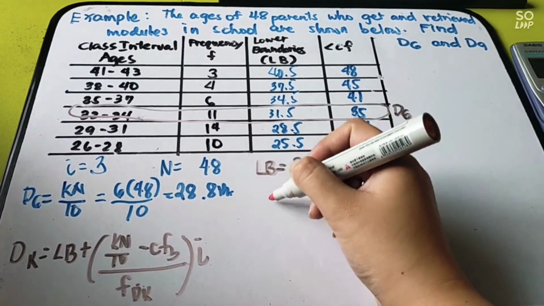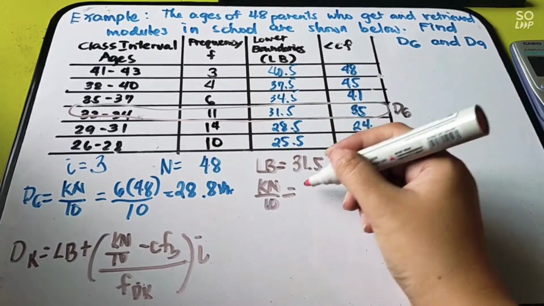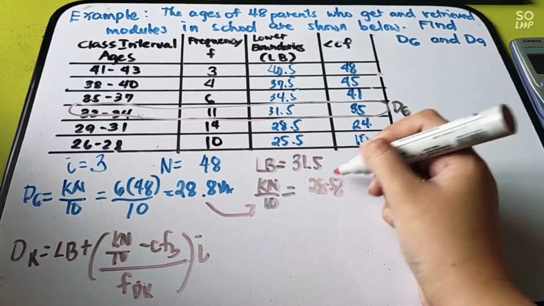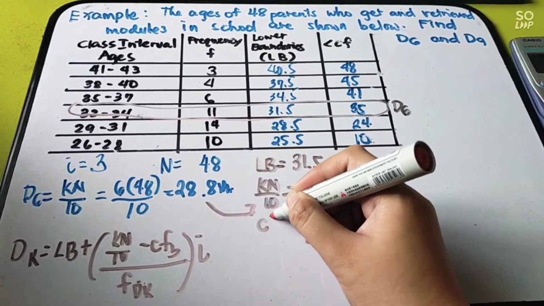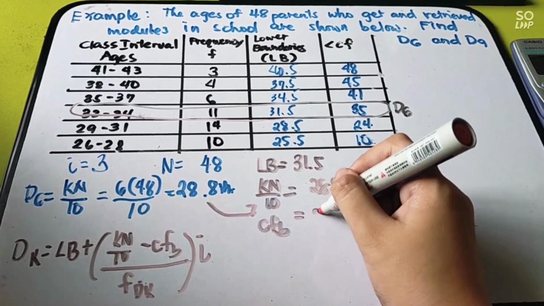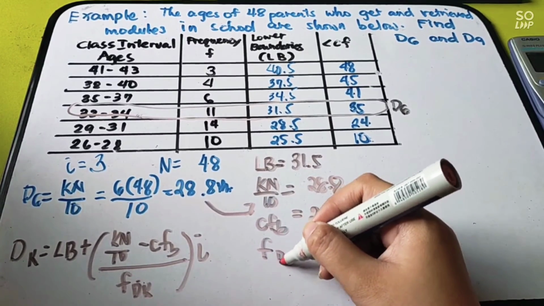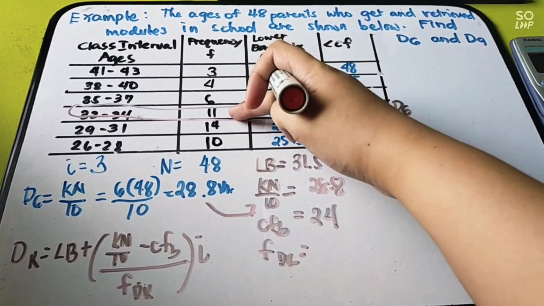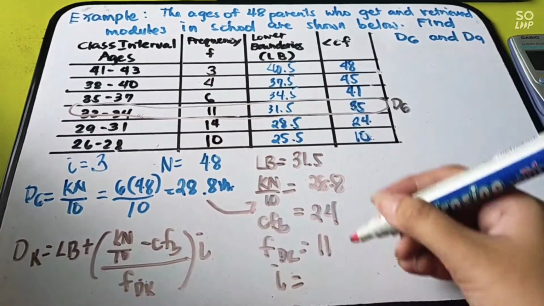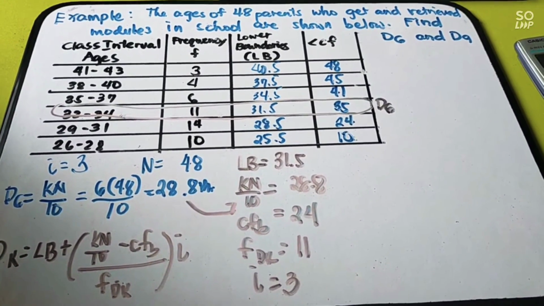31.5. Then, ang kn over 10 mo, eto po yun, we have 28.8. And then, we have the CF before. CF before, we have 24. Next, frequency ng ating deciles. Ang frequency niya, we have 11. And then, ang ating class interval, we have 3. Yan. Then, substitute na tayo.